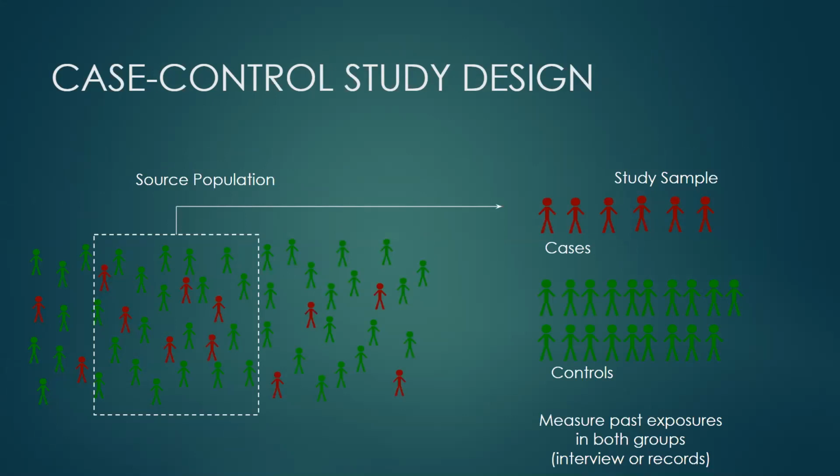So cases are people who have the disease, controls are people who don't. And then you ask them about their past exposures. So usually we're doing maybe 2 controls for every case or 3 controls for every case. It depends on how you want to design your study.